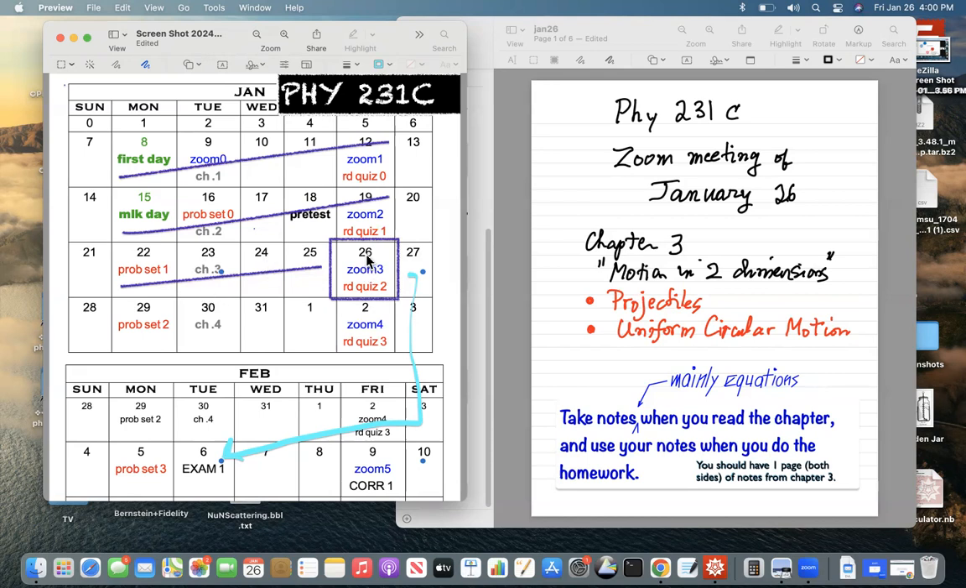The reading quiz is due tonight. Most people have already done it. And then the problem set is due next Monday. Then there'll be one more chapter, chapter 4, in the last week of January and the first few days of February. And then we'll have exam 1.